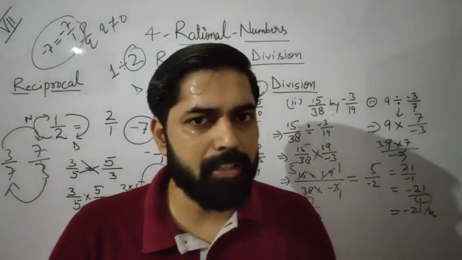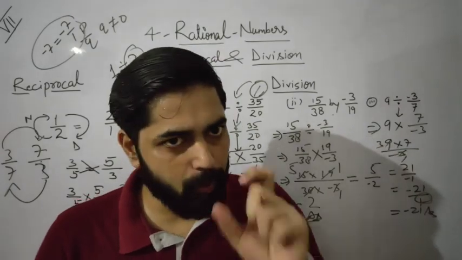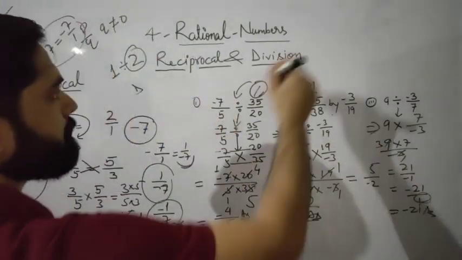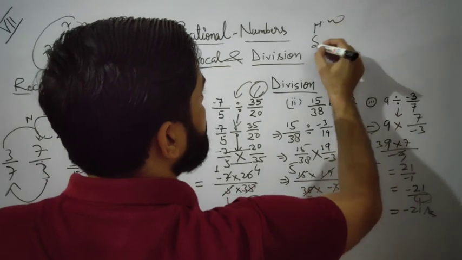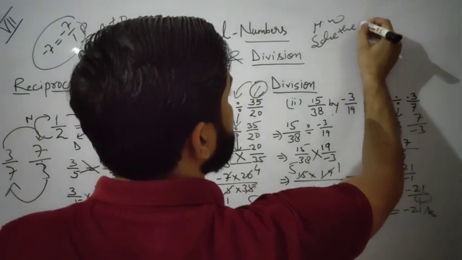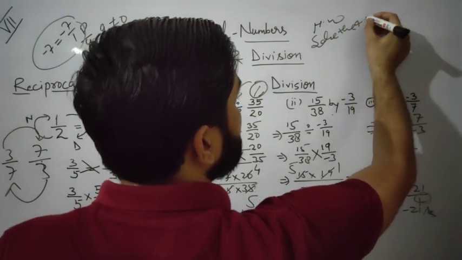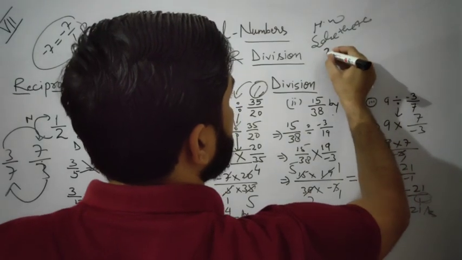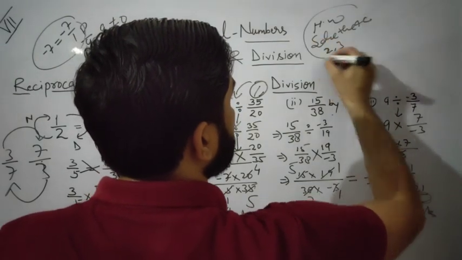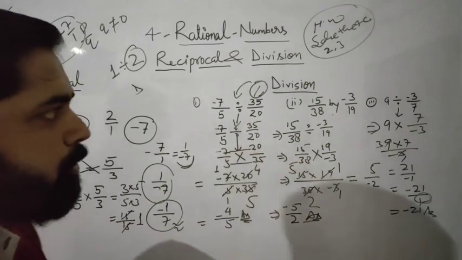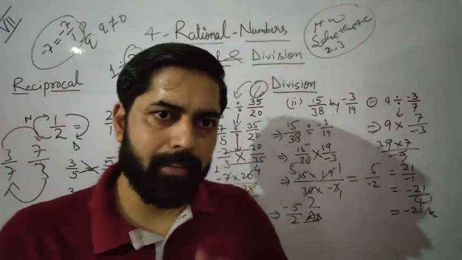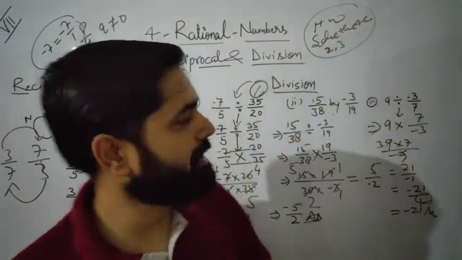So students, this was all for today, and today's homework: solve exercise 4C, question number 2 and 3. Question number 2 and 3. This is your homework. One I have given in the last video. Now this is 2 and 3.